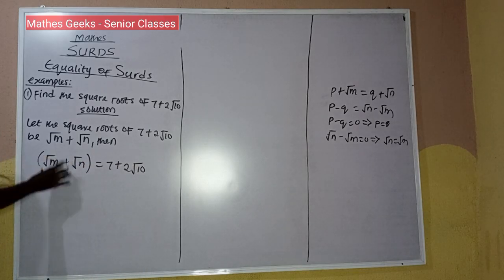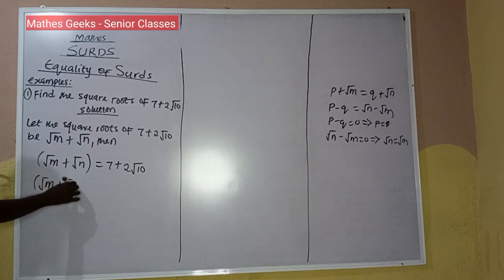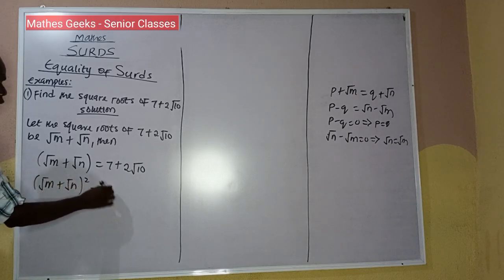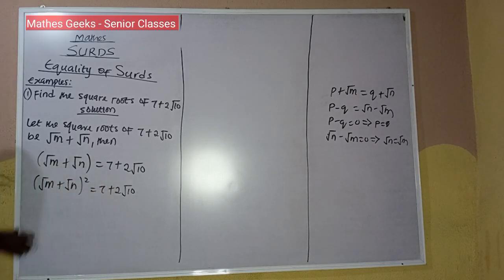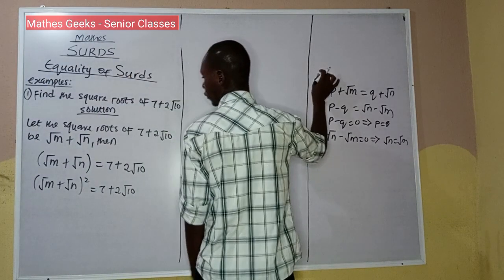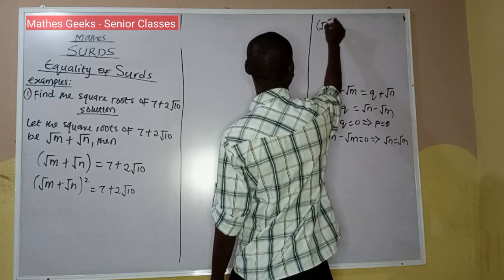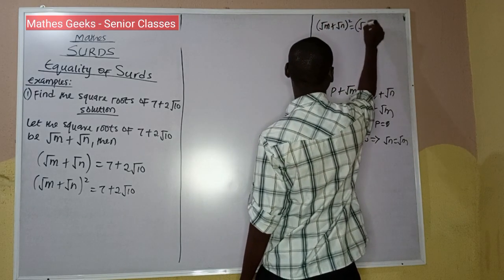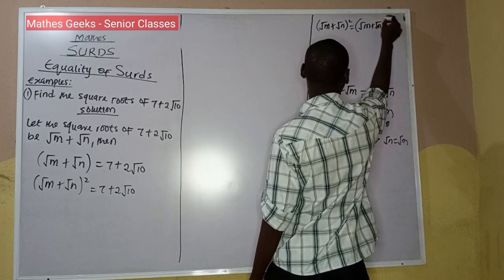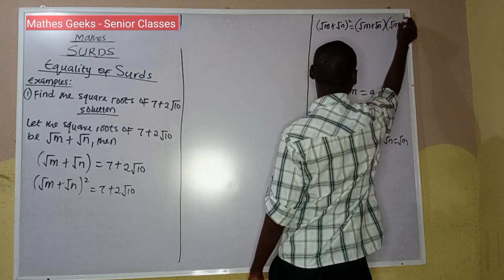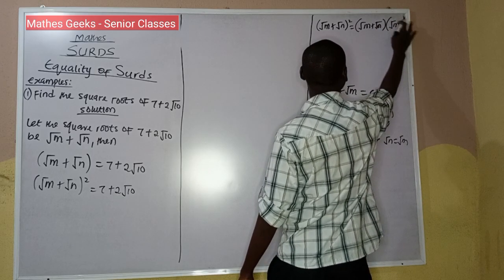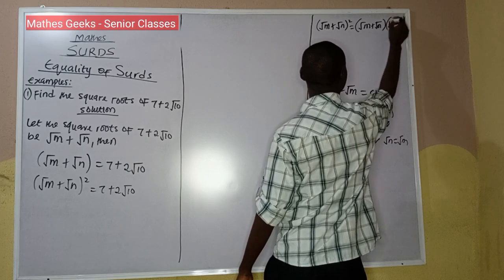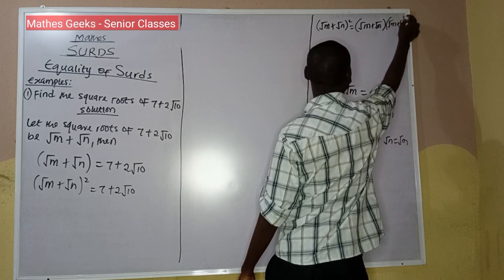So the next thing is we're going to square this part here. So root m plus root n squared is equal to 7 plus 2 root 10. Now we need to expand this bracket. Root m plus root n squared is equal to root m plus root n times root m plus root n.